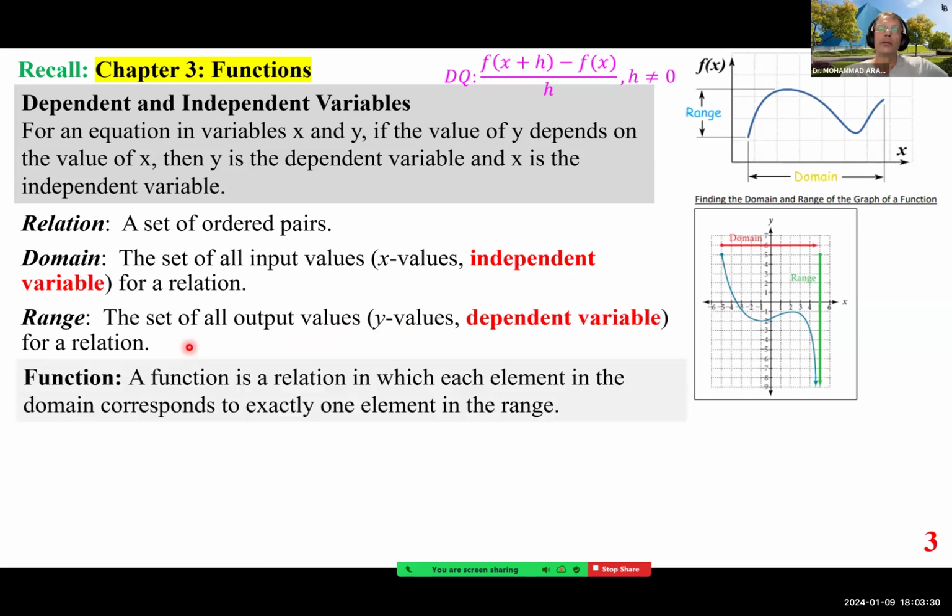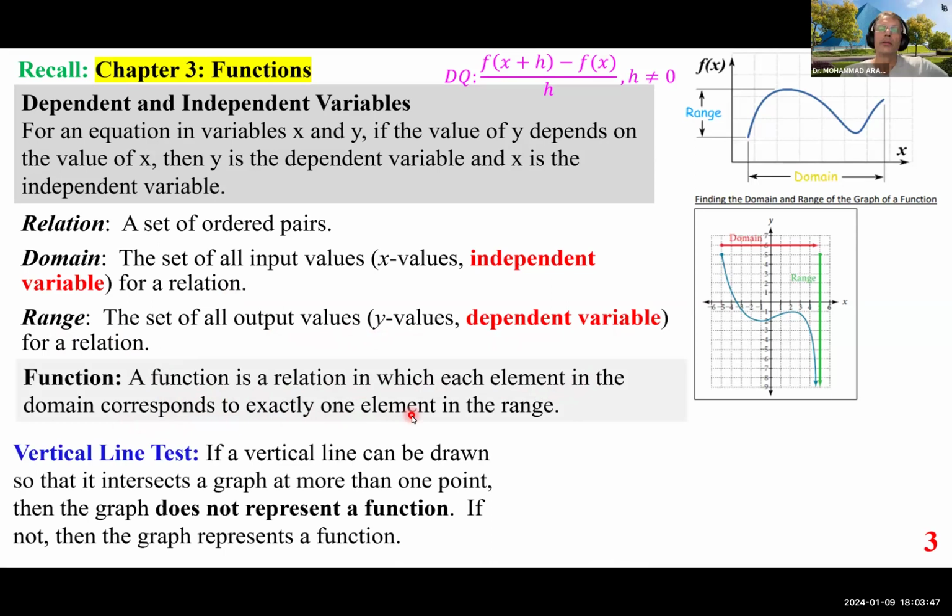A function is defined as a relation in which each element in the domain corresponds to exactly one element in the range, meaning the x coordinate does not repeat. And therefore, we can test it with a vertical line test. If a vertical line can be drawn so that it intersects a graph at more than one point, then the graph doesn't represent a function. If not, then the graph represents a function.